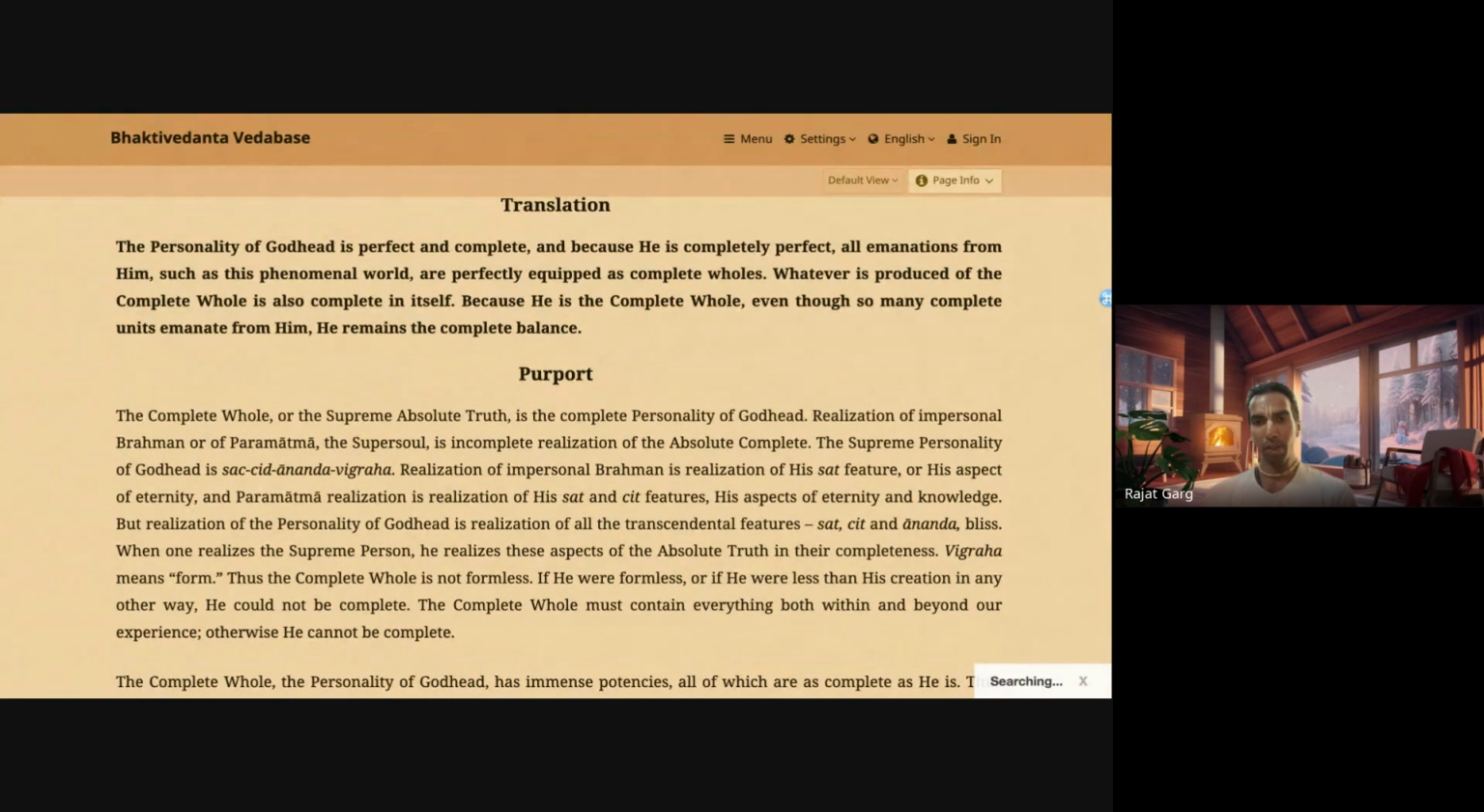Realization of impersonal Brahman is realization of his Sat feature or his aspect of eternity. And Paramatma realization is realization of his Sat and Chit features, his aspects of eternity and knowledge. But realization of the personality of Godhead is realization of all the transcendental features, Sat, Chit, and Anand, bliss. When one realizes the Supreme Person, he realizes these aspects of this absolute truth in their completeness. Vigraha means form. Thus, the complete whole is not formless. If he were formless, or if he were less than his creation in any other way, he could not be complete. The complete whole must contain everything both within and beyond our experience. Otherwise, he cannot be complete.